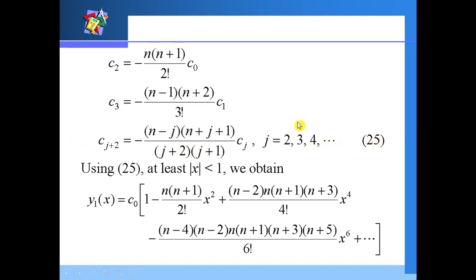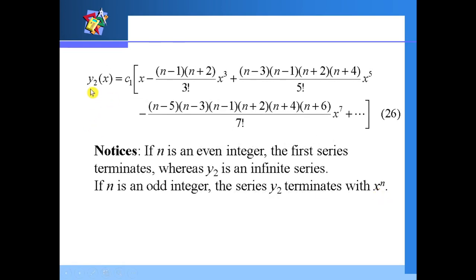This recursive form becomes equation 25. Using 25 for |x| < 1, we obtain y1(x) = c0 in this form, and here y2(x) with c1 in this form. Notice if n is an even integer, the first series terminates, whereas y2 is an infinite series. If n is an odd integer, the series y2 terminates with x^n.